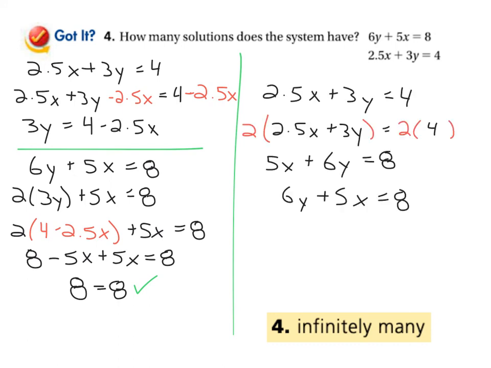You could say, okay, 2.5x plus 3y equals 4. If you multiplied both sides by 2, what you would get is 5x plus 6y equals 8, or rewriting it so the y's were first, you'd get 6y plus 5x equals 8. And what do you know? That's what that first equation was, okay? We took this equation and multiplied everything by 2, and it turned into the exact same equation as the other one, which means it's the same line, which means they're right on top of each other and touch at all points, and there's an infinite number of solutions. So that's another way to look at it.